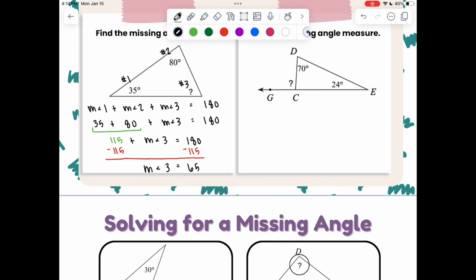This is something that you can do with every single triangle, whether it's algebra or not. Every single time, every triangle, always, the interior angles will make 180 degrees.